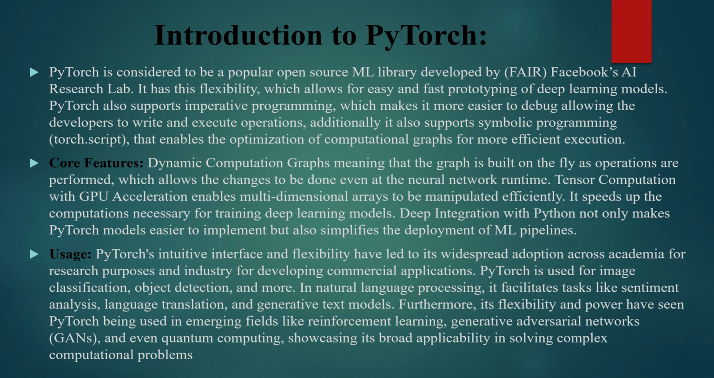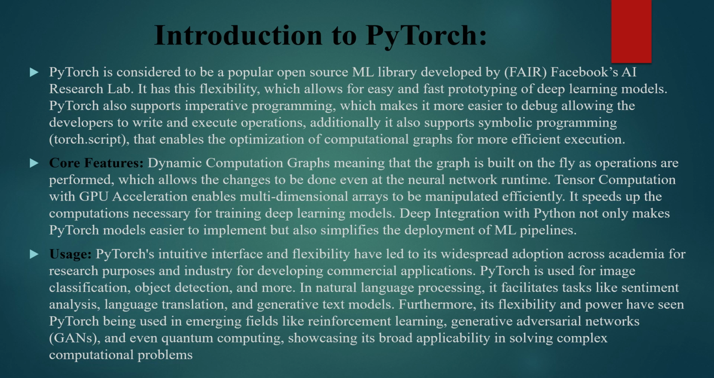Before I go with the complicated examples, let me explain what PyTorch is. PyTorch is basically a popular open source machine learning library developed by Facebook's AI Research lab, FAIR. It's designed for both researchers and developers in order to easily build and train neural networks. One of PyTorch's features is its flexibility, allowing for easy and fast prototyping of deep learning models.